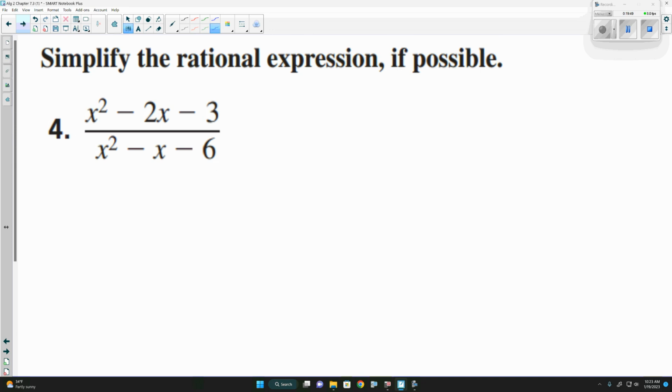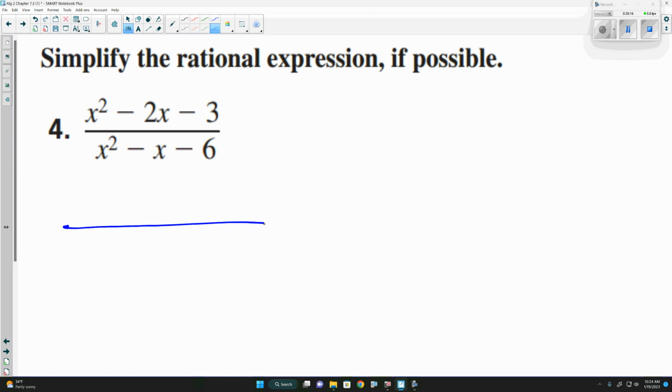Let's look at one more of these here. Because up to this point, really, all we've had are some pretty nice ones for the denominator. X squared, difference of perfect squares. This one's the first one where we don't have that. So we have x squared minus 2x minus 3 on top, and we have x squared minus x minus 6 on bottom.